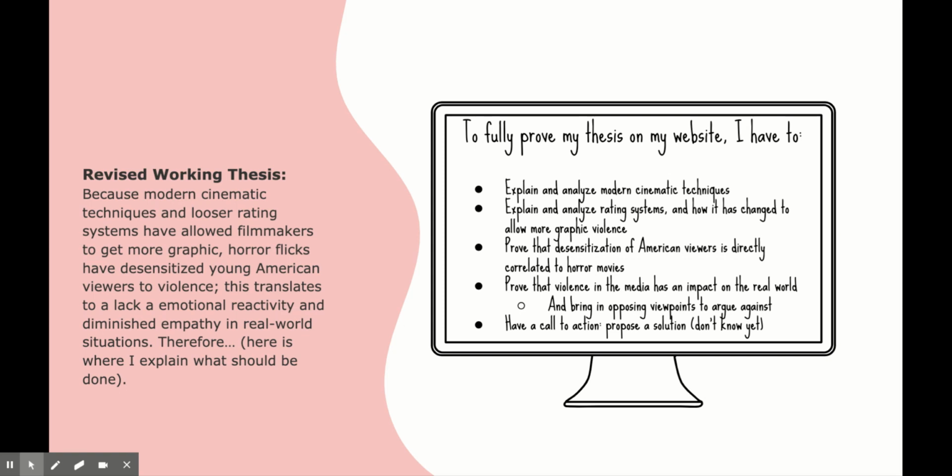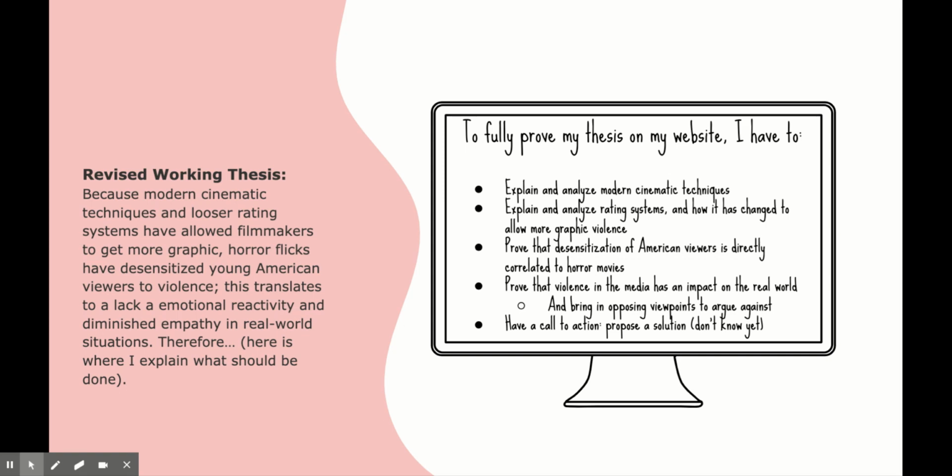Therefore, and this is where I'm going to explain what should be done. This is going to be my call to action sentence. I just don't know yet. I need to think about this more. I need to do more research. So if you're not quite at that call to action yet, that's fine. But you need to have a working thesis like this: clear, specific, and why it is a problem, or why this is an issue.